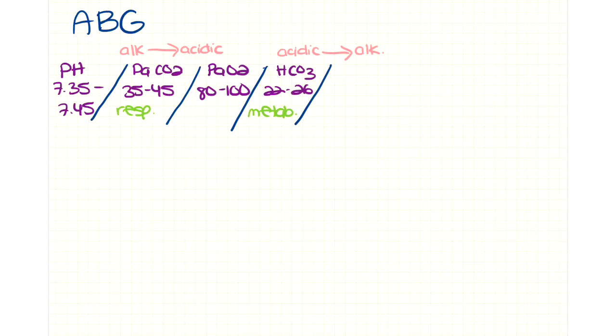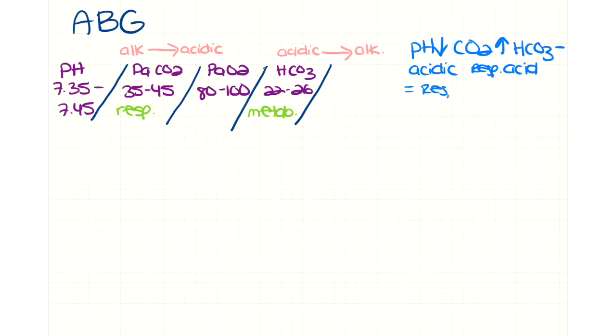So, if my pH is low with a high CO2, but my bicarbs are normal, well, I have a low pH that is acidic, a high CO2 that is respiratory acidic. So therefore, I am in respiratory acidosis.